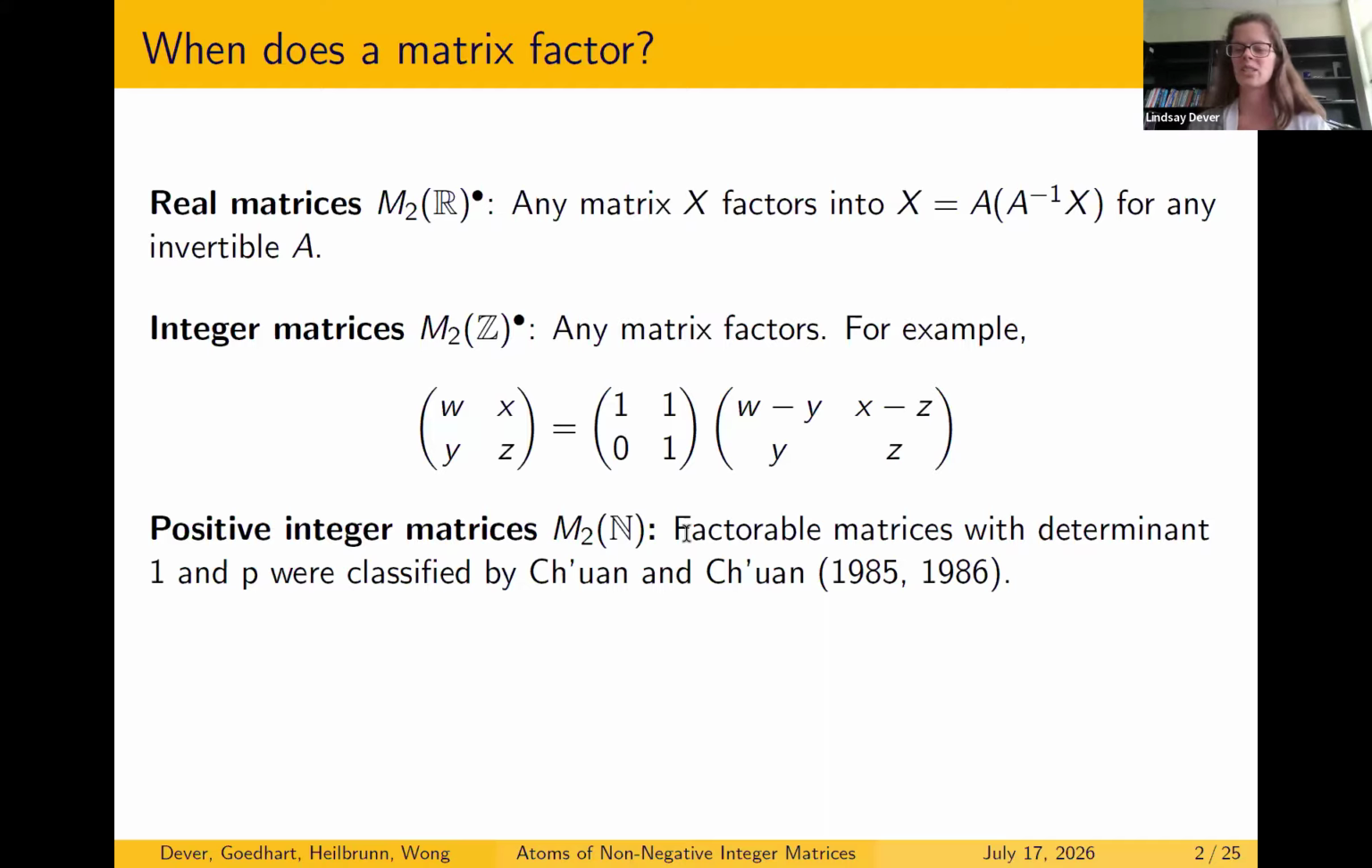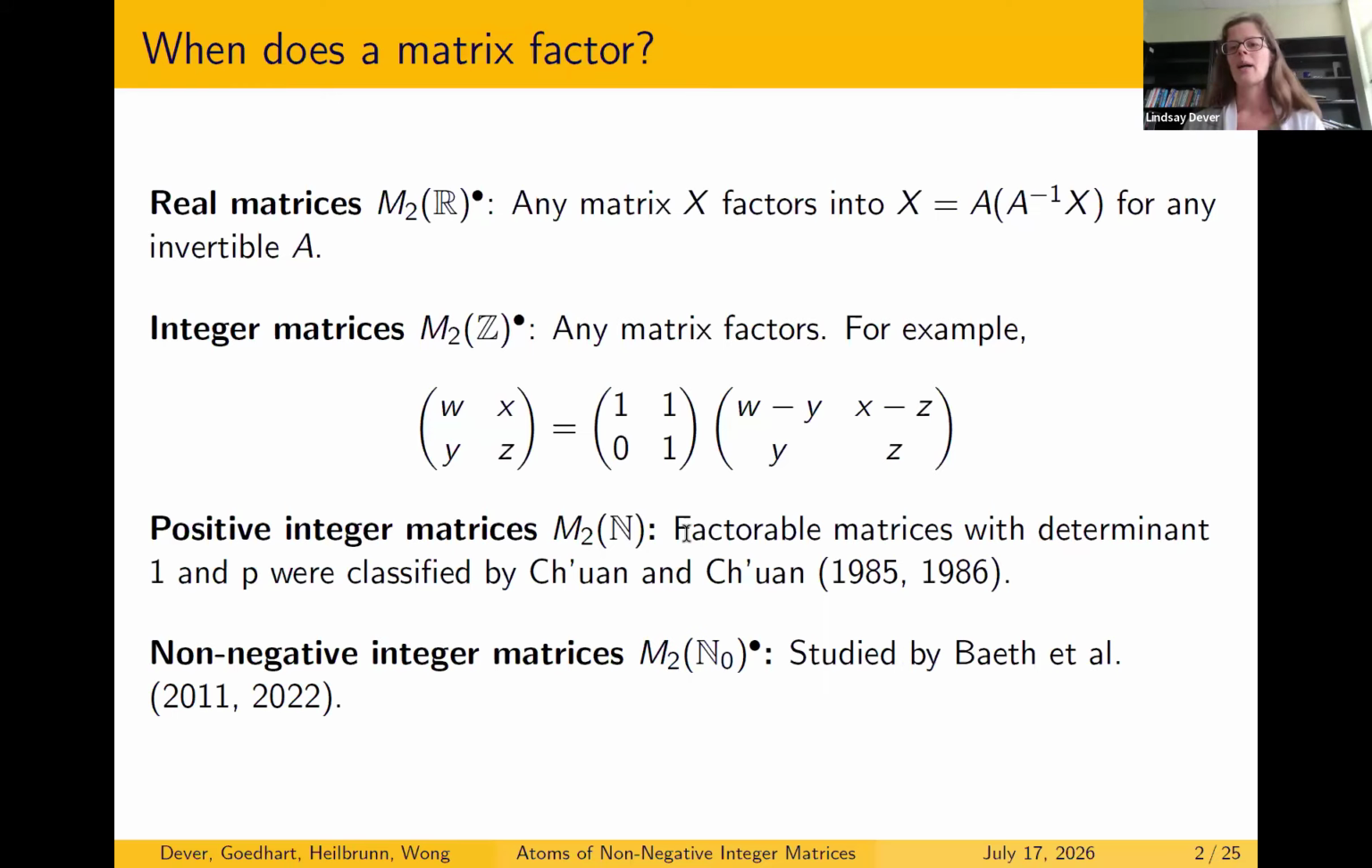Chuan and Chuan in the 80s looked at this setting and they classified the matrices that factor for determinants 1 and p. As far as I know, matrices with other determinants, I think this is still an open question. But let me know if anybody knows of any work in this area, but I don't think there has been any recent work. So another setting where this is an interesting question is non-negative integer matrices, so now allowing 0. So this was studied by Nicholas Bathe and his collaborators and students in 2011 and 2022 papers. So this is the setting I'll be talking about today.